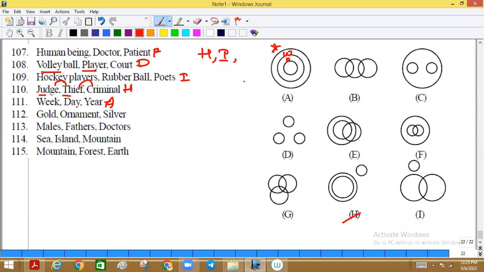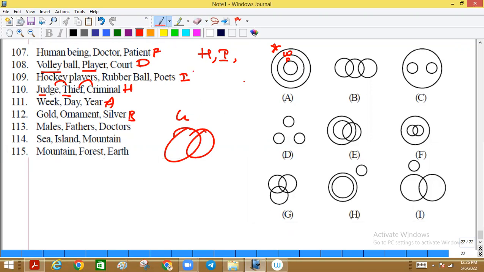Gold, ornament, silver. What is the answer? B is the answer. See, think logically here. What is the relation between gold and ornament? All gold is ornament or some gold is ornament? Some gold is ornament, because gold is used in a lot of electronic equipment. We use it in the bullion market, as a transaction medium also. So I can say some gold is ornament, not all gold is ornament.